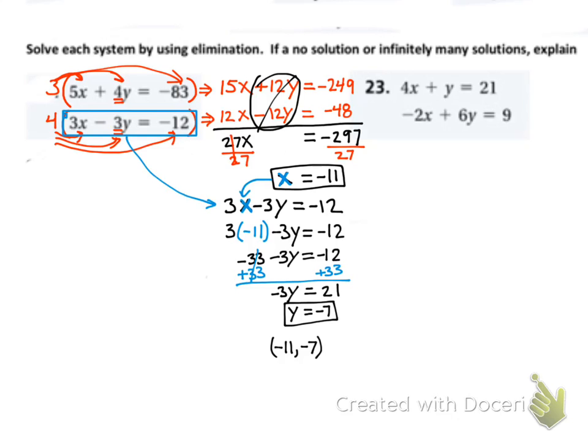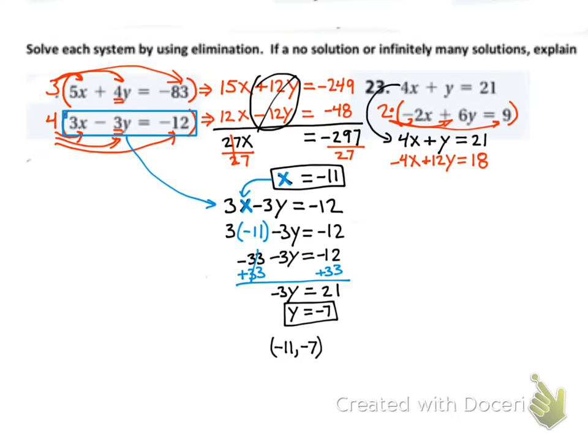Now for number 23, I don't have enough room to the right. So what I can do, though, is the first expression I can leave alone, because the least common multiple of 4 and negative 2 is the same. So I leave the first expression alone, and the second equation, I distribute the 2 to each. So 2 times negative 2 is negative 4, 2 times 6 is 12, and 2 times 9 is 18.